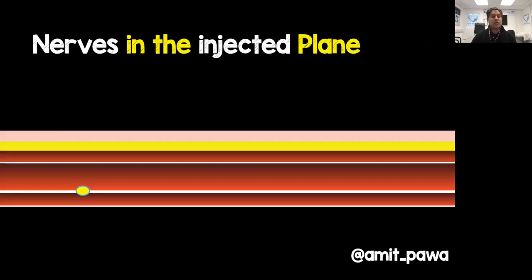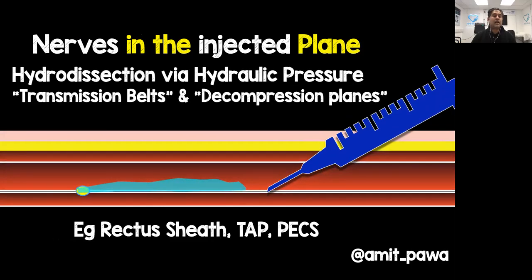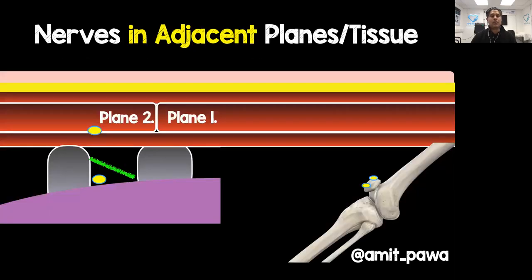So if you were to inject local anesthetic within the injected plane to get a nerve, you can see a needle coming in here. Local anesthetic distends the plane and you cover the nerve. This is using hydraulic pressure of the injectate to cause hydrodissection, and via transmission belts or decompression planes, the local anesthetic reaches the nerve. So the rectus sheath block is a good example, as is the TAP or the PECS block. What about injecting local anesthetic to get nerves in adjacent planes?